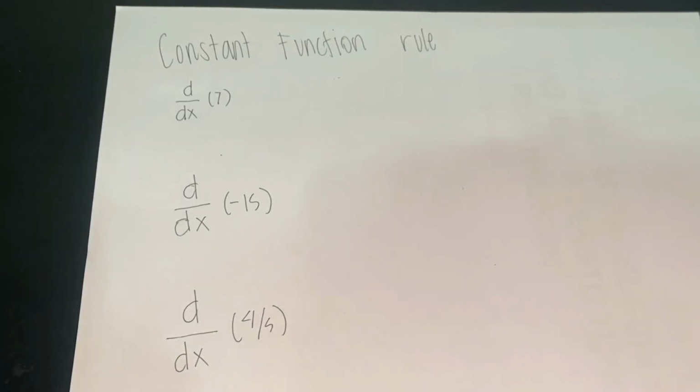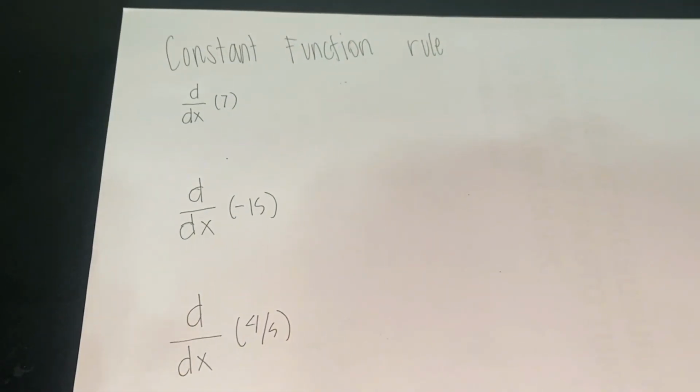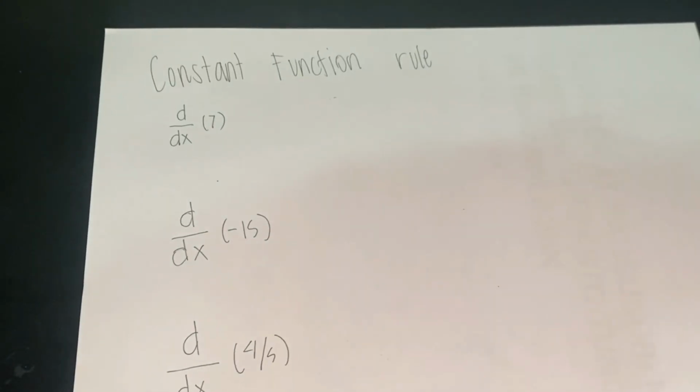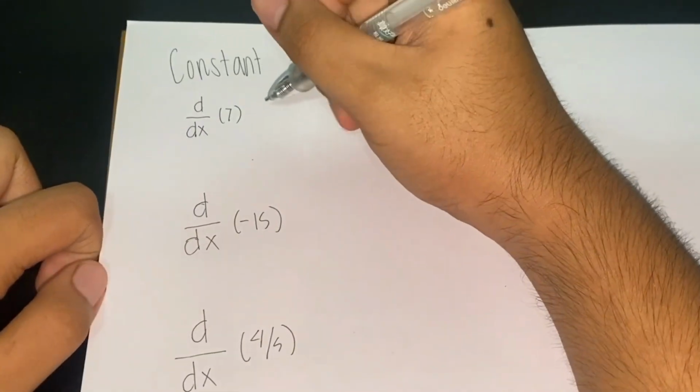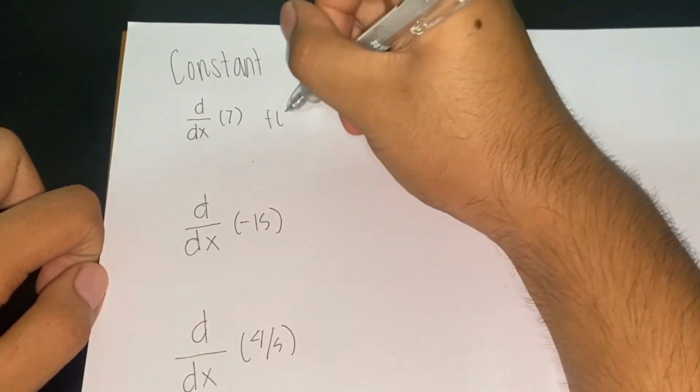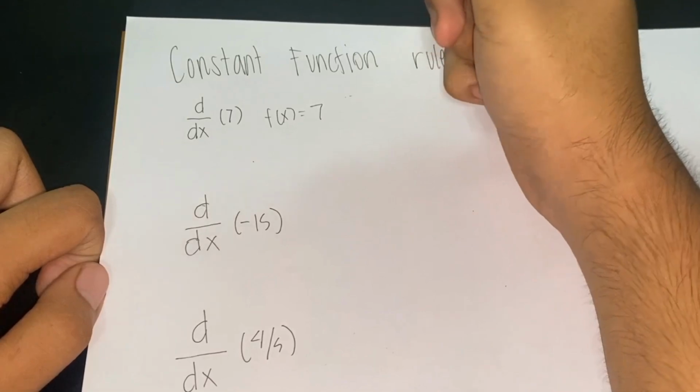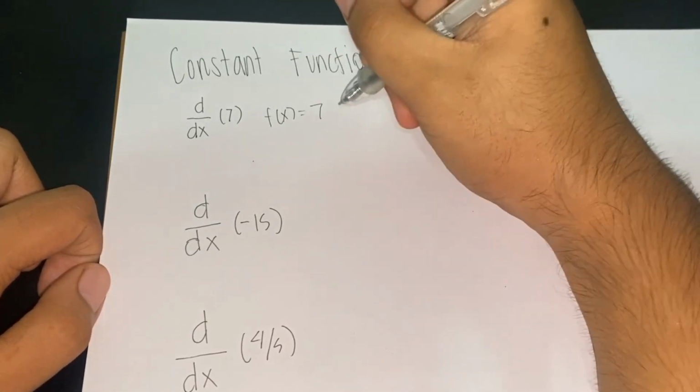The first rule is the constant function rule. The derivative of any constant is always equal to 0. For example number 1, d over dx of 7. So we must find the f of x. So f of x is equal to 7. Now if we apply the constant function rule, it would become 0.